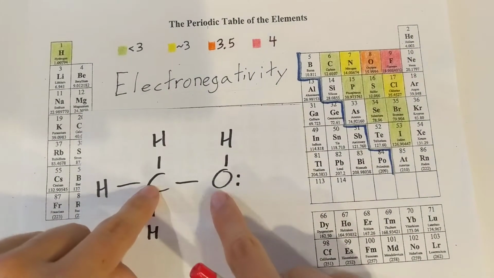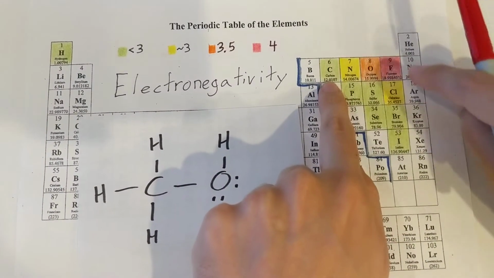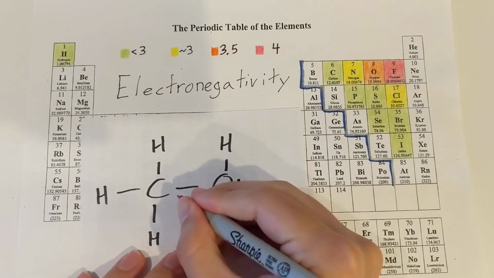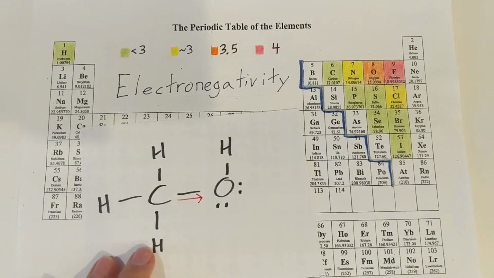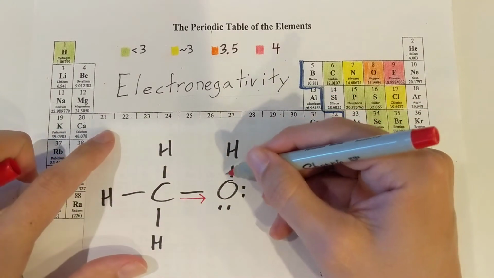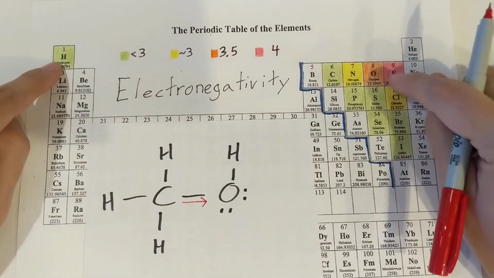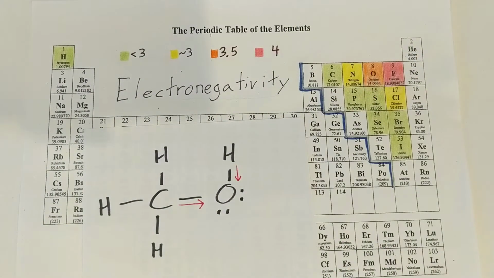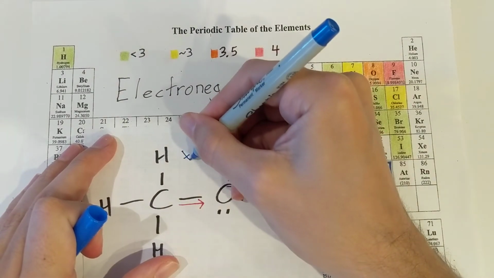Now with a carbon-oxygen bond, we got to think, where is that electron getting pulled? Carbon's got less than 3 electronegativity, oxygen's up here with 3.5. That electron's going to be getting pulled this way. And then with oxygen and hydrogen, very similar. Hydrogen's less than 3, oxygen's about 3.5. It's getting pulled that way. So if we wanted to draw the dipole moment of this, our overall dipole moment would be in that direction.